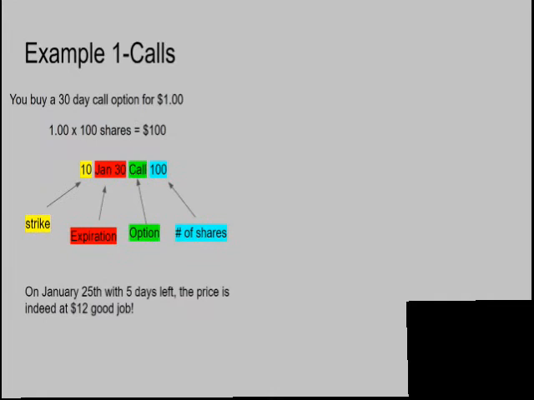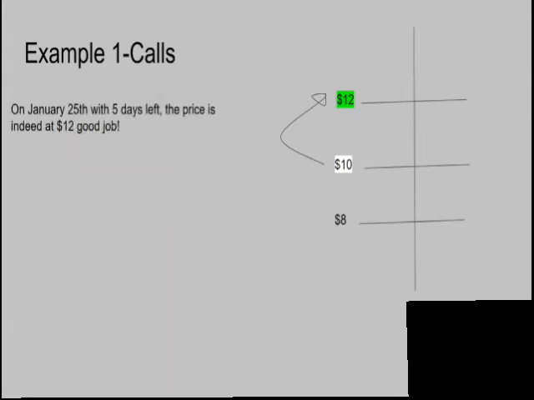All right, so on January 25th, remember it's January, you've got 5 days left. The price is indeed $12. Good job. It goes to $12, okay? You've got two options at this point. You've got two choices. I put "two options," and then I was like, wait a minute, they're going to think their option doubled. No, it didn't double. You got the one option, but you got two choices on how to deal with it. So that's why I put you got options.